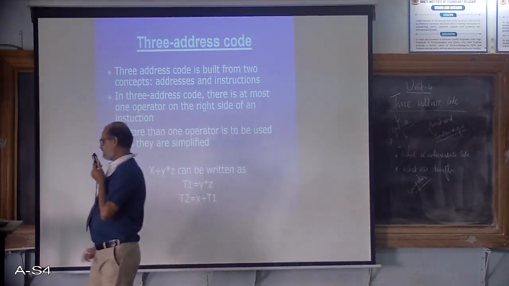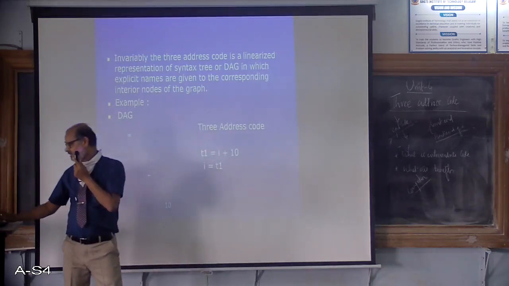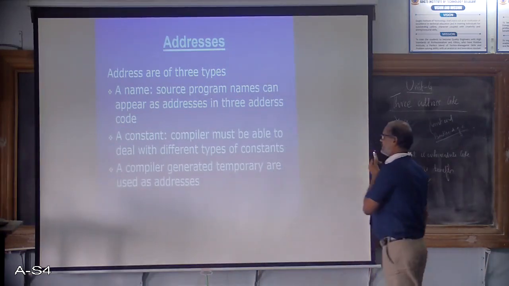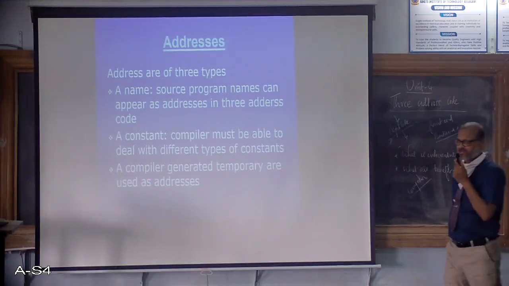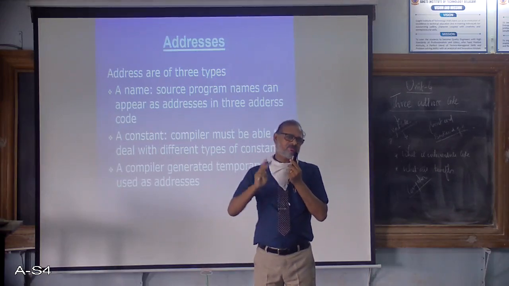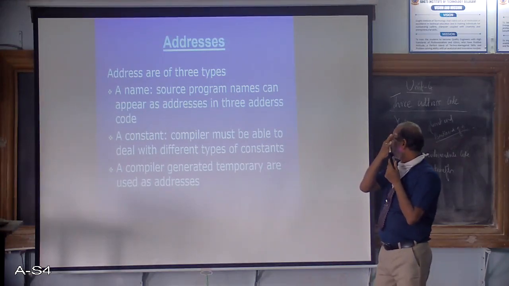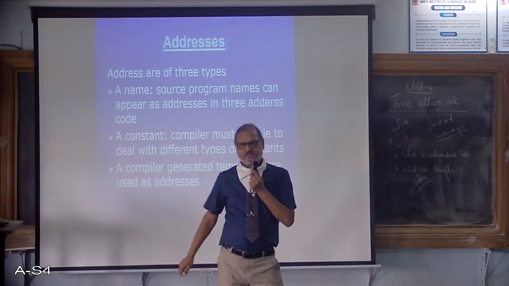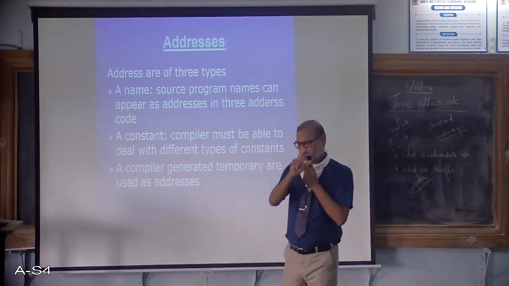Now here, as the name indicates, there are three addresses. Okay, so there are three types of addresses possible in a statement. When you write a three address code statement, it is made up of three types of addresses. One is a name. So this name is a programmer defined name which is in the source program for a particular statement. So name could be a variable name defined by the programmer for a source program.